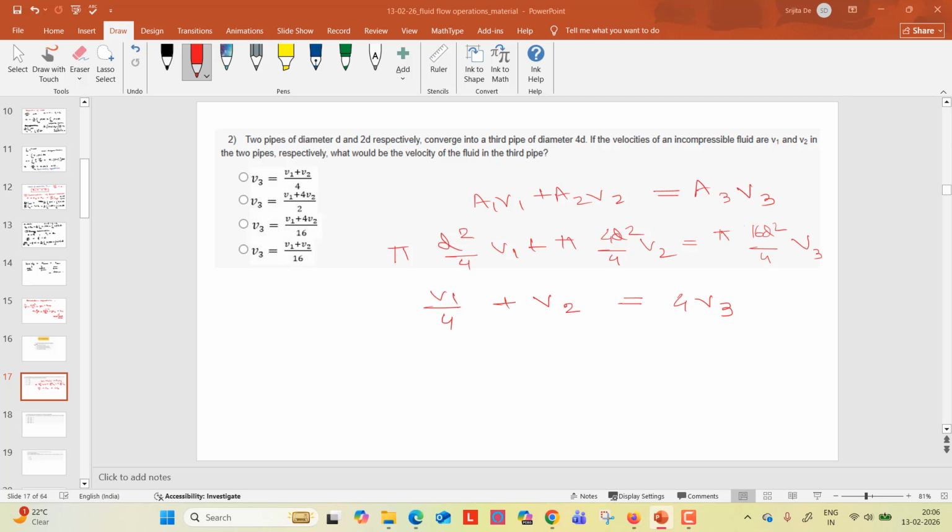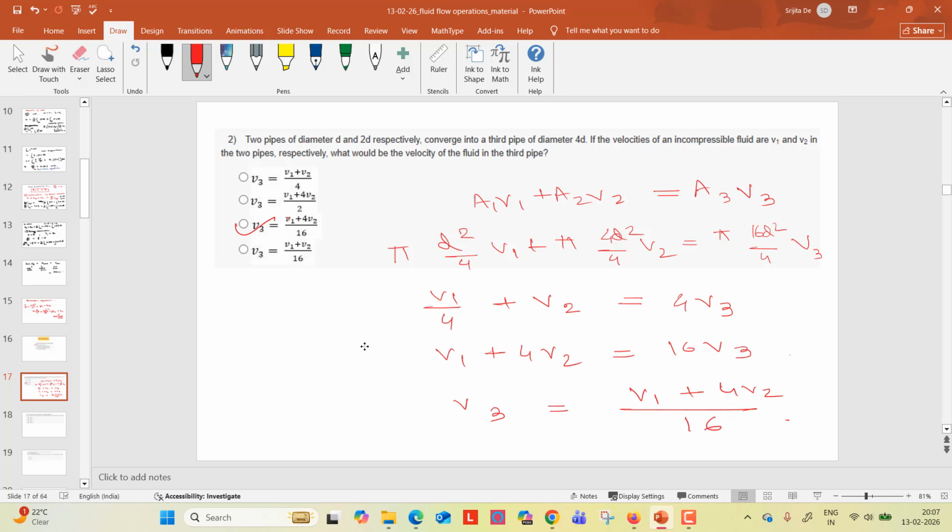Four V3. So now we are doing V1 plus 4V2 equals 16V3, and V3 will then be V1 plus 4V2 by 16. So this is your option C, right? V3 equals V1 plus 4V2 by 16. Okay, this is your answer.